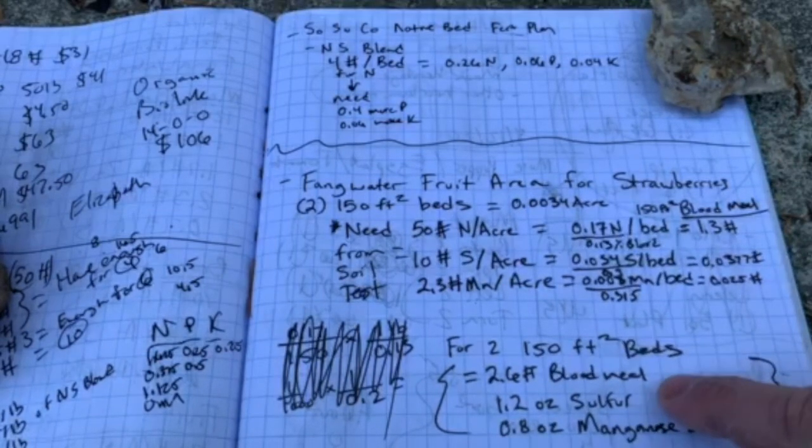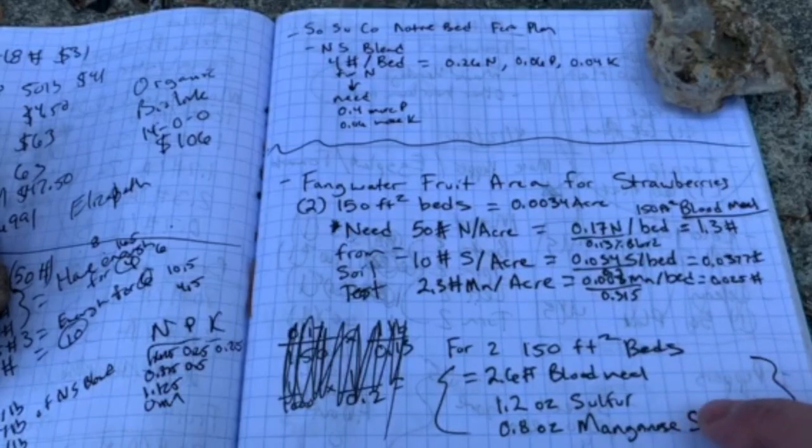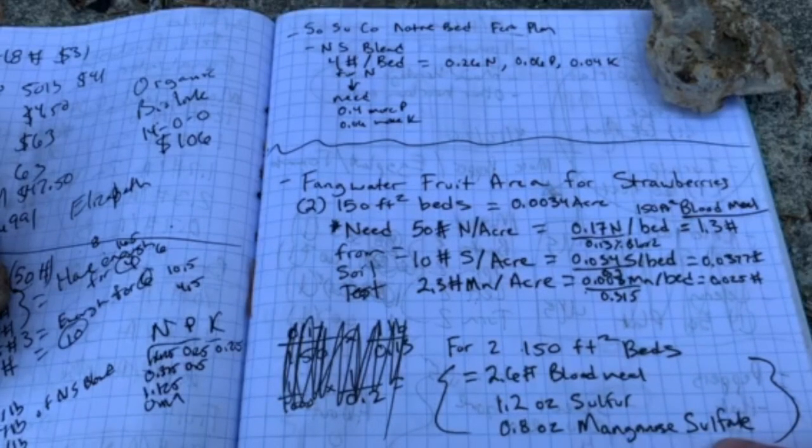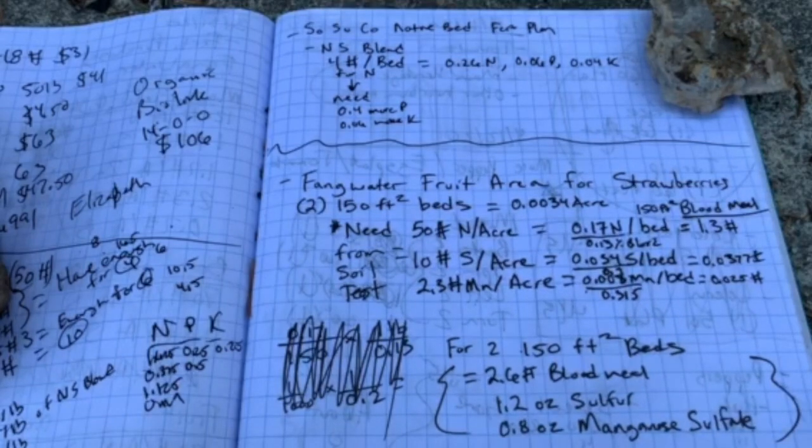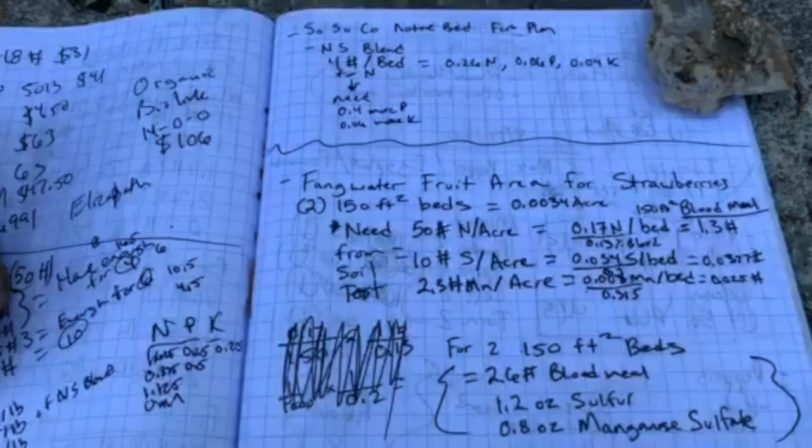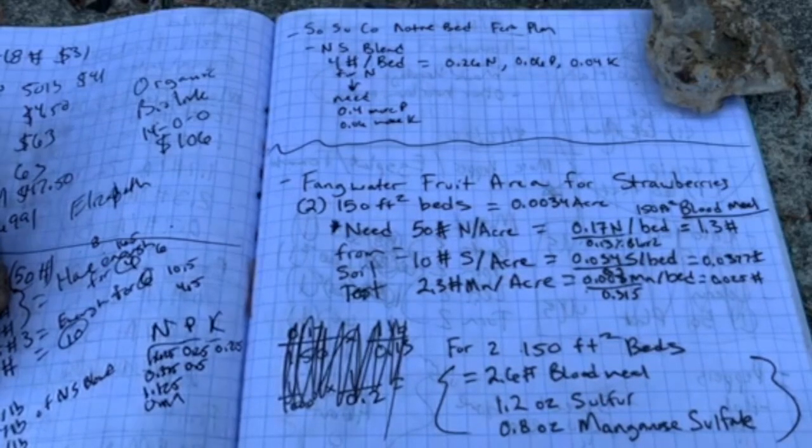So in this case, I need 2.6 pounds of blood meal, 1.2 ounces of sulfur, and 0.8 ounces of manganese sulfate. So I'm going to use my 3 distinct fertilizers to come up with a custom blend, and then I'm going to apply that to the individual beds. So that's the thinking, that's the math, those are the calculations you need to do in order to customize your fertilizer blends, down to the unit even. So let's go ahead and get started doing that.